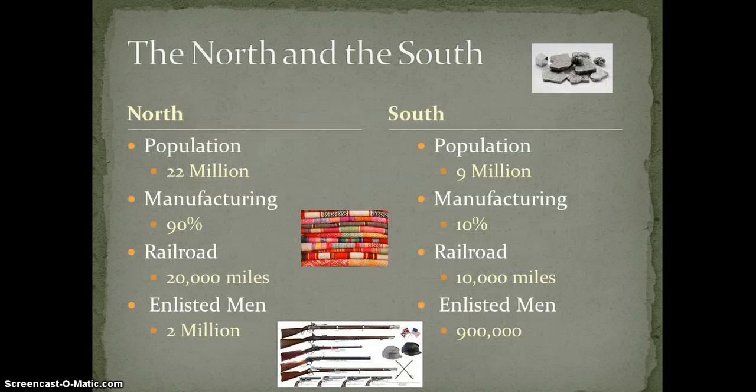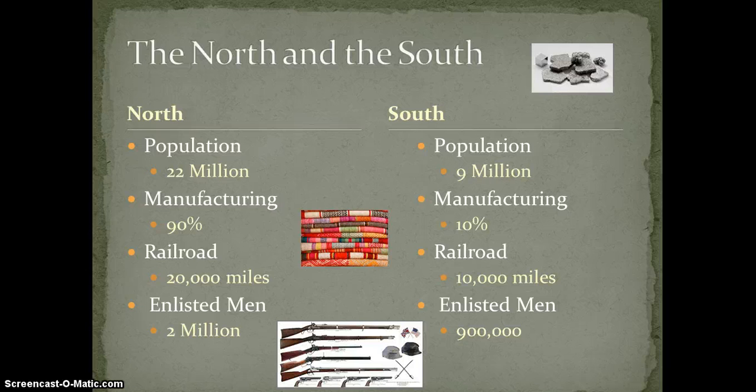So these are comparing and contrasting differences between the North and the South. The North's population was over double the population of the South, with 22 million compared to 9 million. The manufacturing percentage was far higher, with 90% in the North compared to 10% in the South. The North produced a lot of iron, guns, boots, and textiles compared to the South.